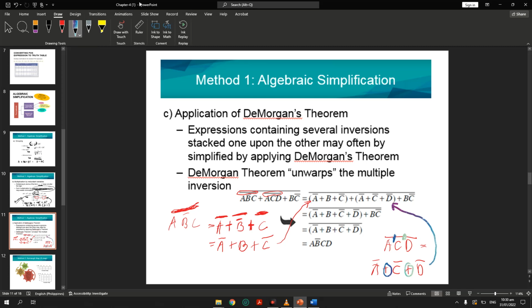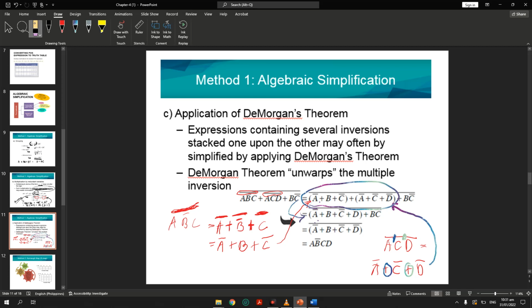Now, looking back, here, these terms have a common A and C complement. So we have simplified these two terms into this term. Common is A complement, so we just write A complement. Then we have B, and then we have C complement because it is common on the two, and we have here D. Plus, of course, our last term, BC.